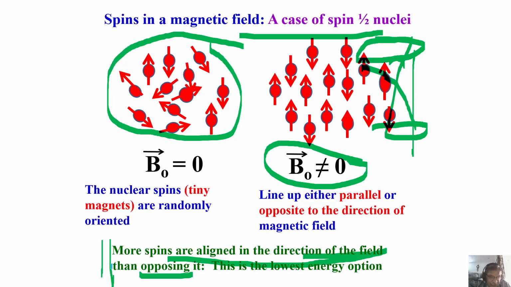We put the equation in, the equation of energy of interaction. I put a negative sign. I asked you why negative, and I explained there. This is the reason: more spins are aligned in the direction of the field than opposing it, because this is the lowest energy option.